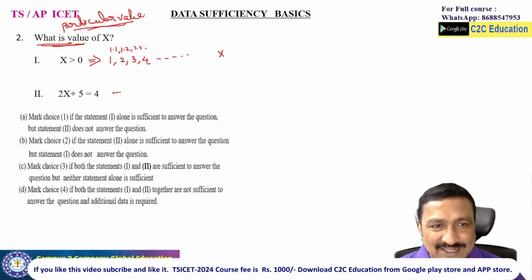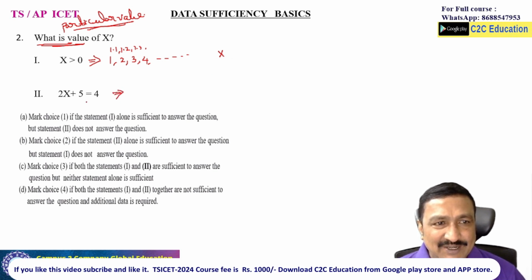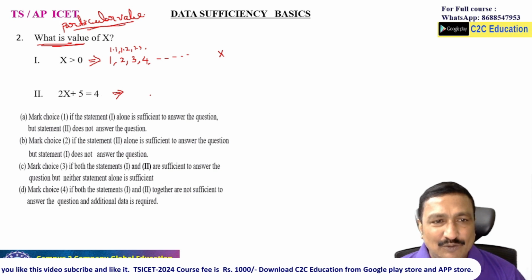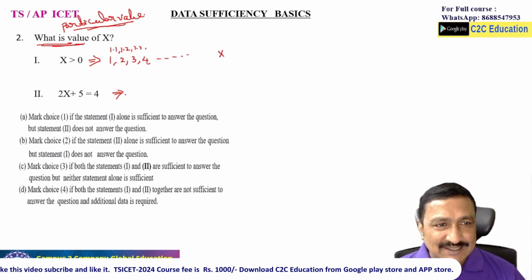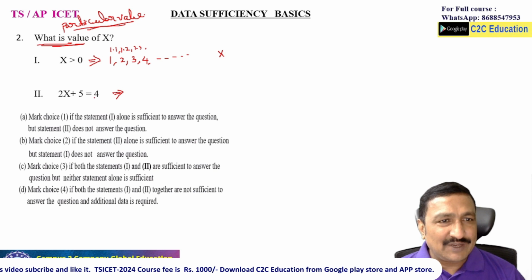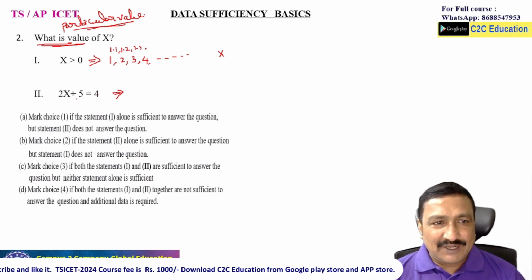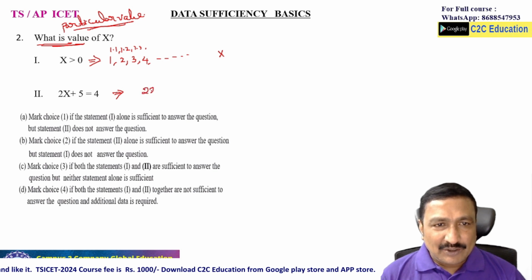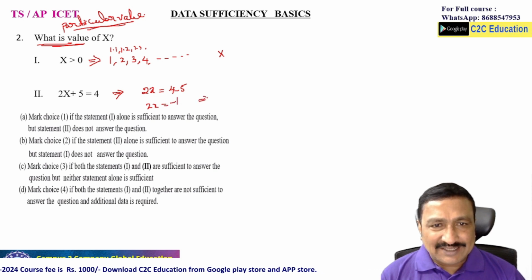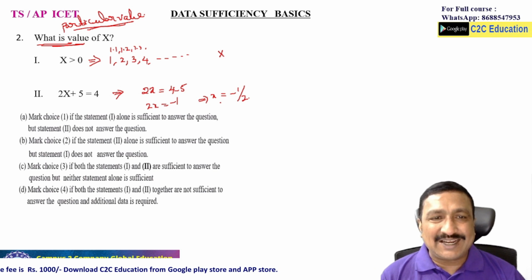What is the second statement here? The second statement is 2x plus 5 is equal to 4. Can you solve this? Yes, I can solve it, so we can keep the answer as choice 2. Still, if you have any doubt, we can solve this equation. 2x is equal to 4 minus 5, 2x is equal to minus 1, therefore x is equal to minus 1 by 2. So I am getting a particular value.